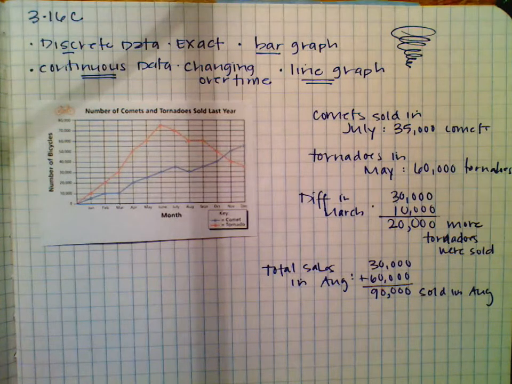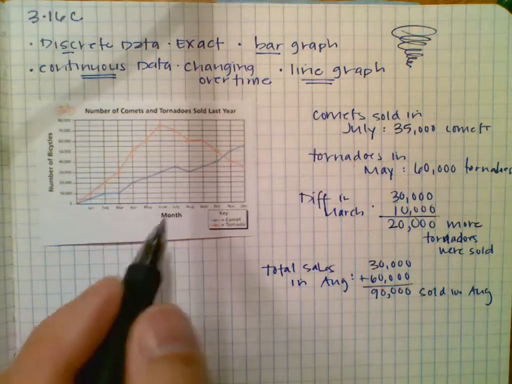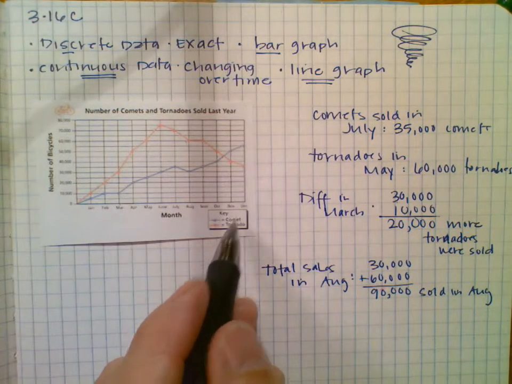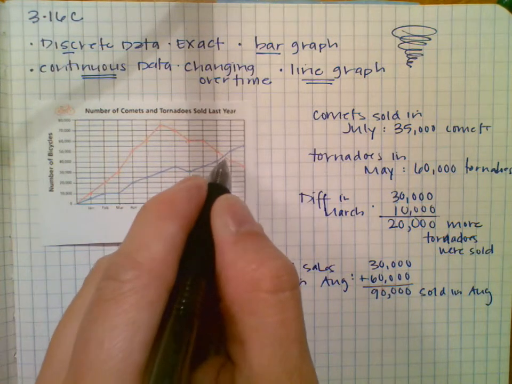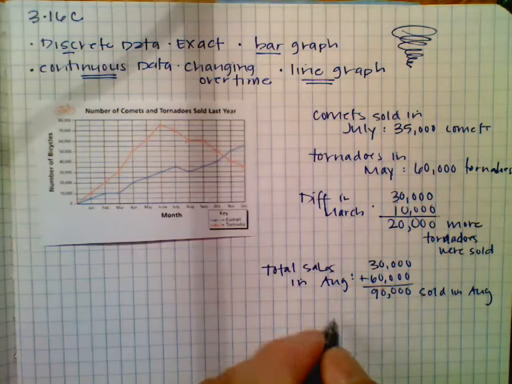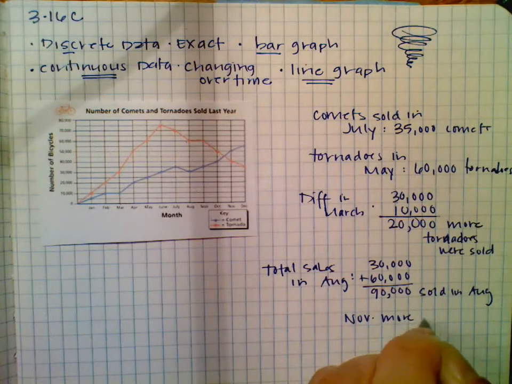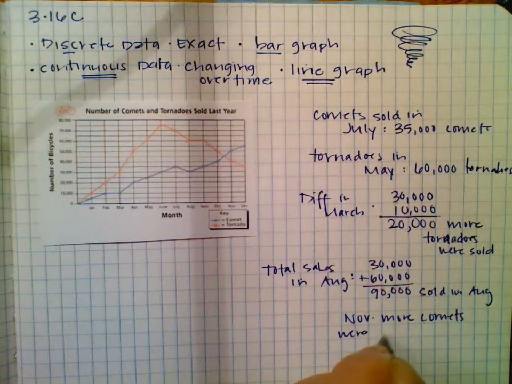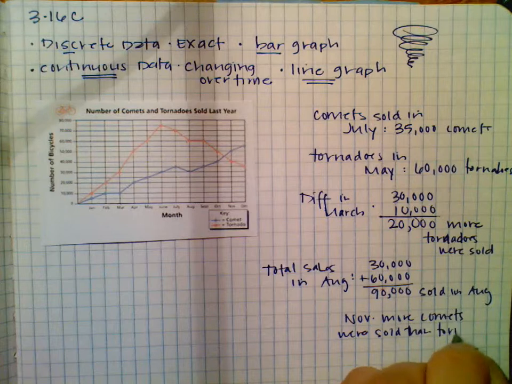Okay, and one of the things that we can really look at is when did the sales of the comet exceed the sales of the tornado? Well, if we look right here, boys and girls, we see the blue line starting to go above the red line, but we know for sure that it happened in November. So in November, more comets were sold than tornadoes.